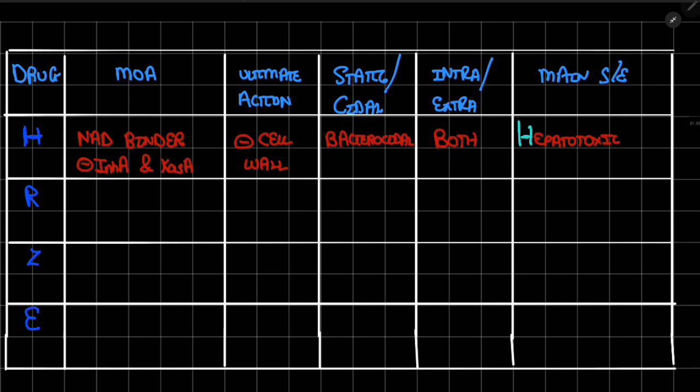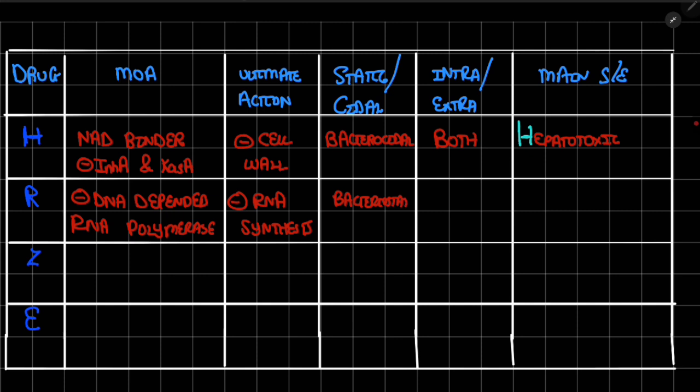Coming to rifampin, the mechanism of action, it inhibits DNA dependent RNA polymerase. Okay, so the ultimate action was negative RNA synthesis, and it was a bacteriostatic drug, and it was both, like the intracellular and extracellular drug. Again one H for the main side effect, and it is hepatitis.